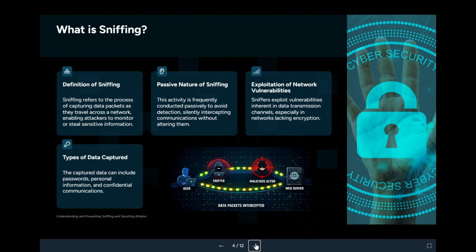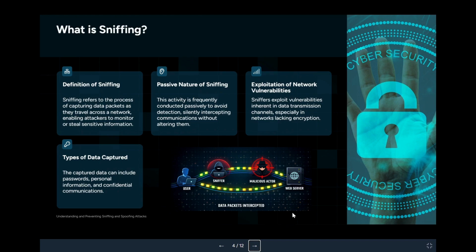What is sniffing? Sniffing is a process of capturing data packets as they travel across a network. Think of it like listening to someone else's conversation without them knowing. Many sniffing attacks take advantage of networks that lack strong encryption. The data being captured can include passwords, personal information, and confidential communications. Sniffing can be passive, where the attackers only listen, or more aggressive depending on the situation.